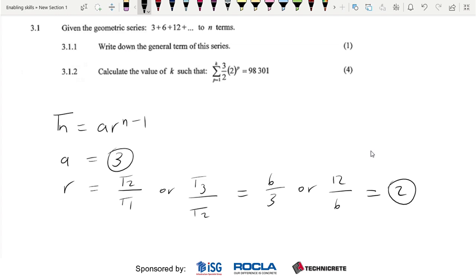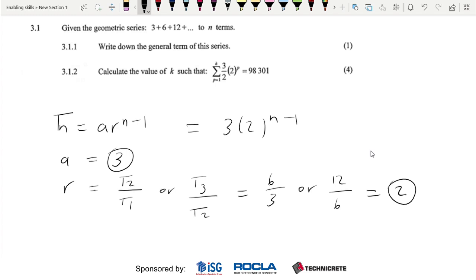And we know that the general term for this geometric series would be Tn is equal to 3 times 2 to the power of n minus 1. And that's why it's just 1 mark, because you just get 1 mark for substituting 3 and 2 from the terms that have been given.